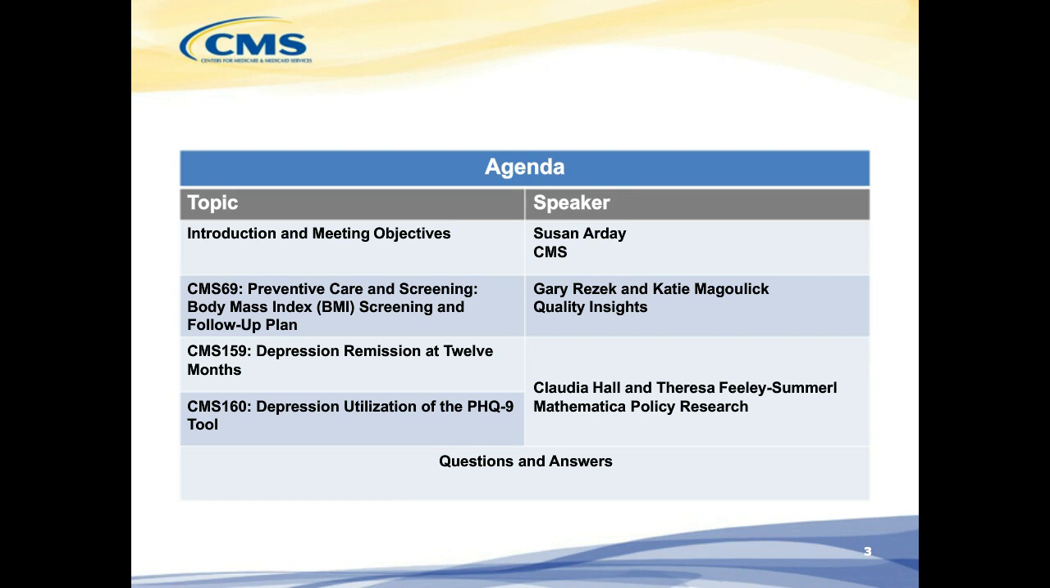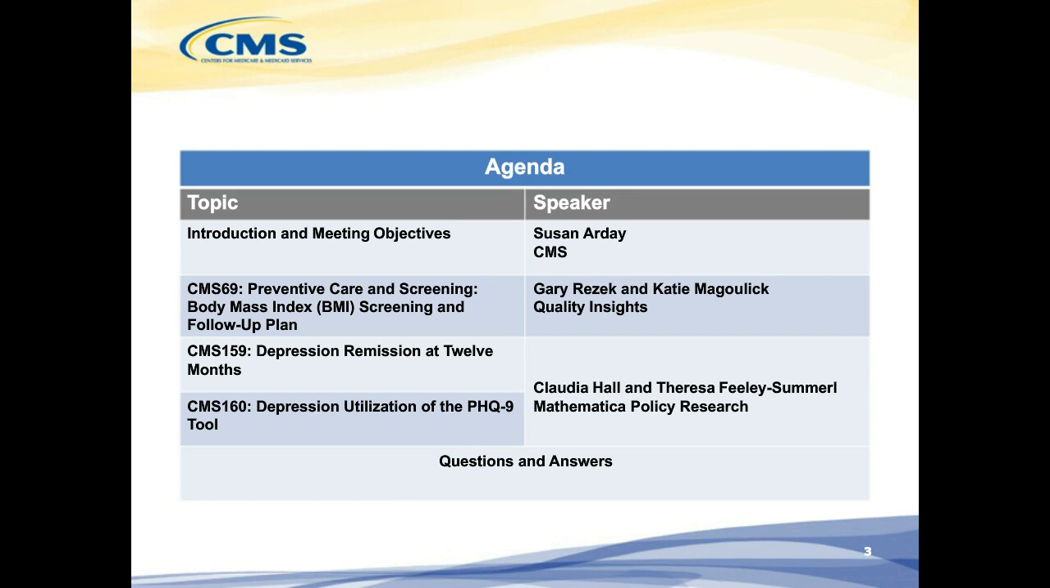I will be presenting today along with Gary Rezick from Quality Insights and Claudia Hall and Teresa Feely-Sumrall from Mathematica Policy Research. And today we're going to present three measures. The first one will be Quality ID 128/CMS69, which is Preventive Care and Screening, Body Mass Index, BMI, Screening, and Follow-Up Plan.